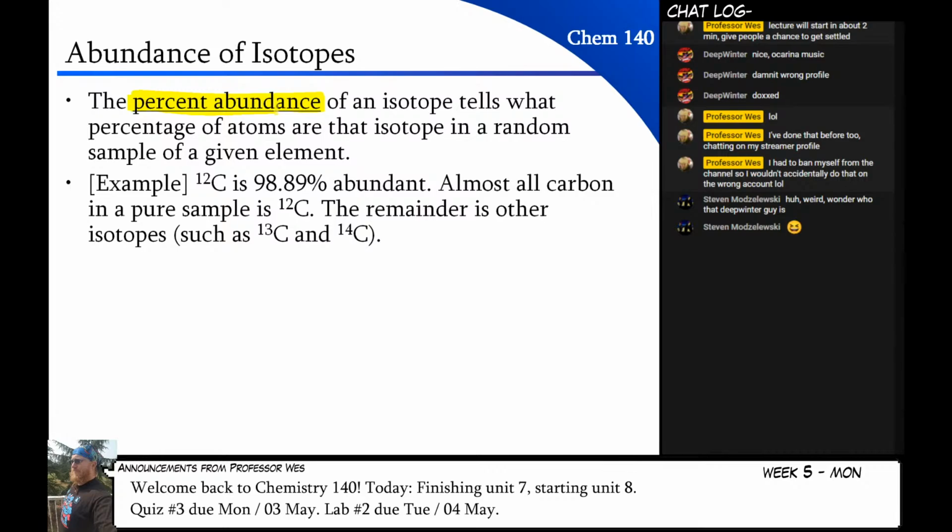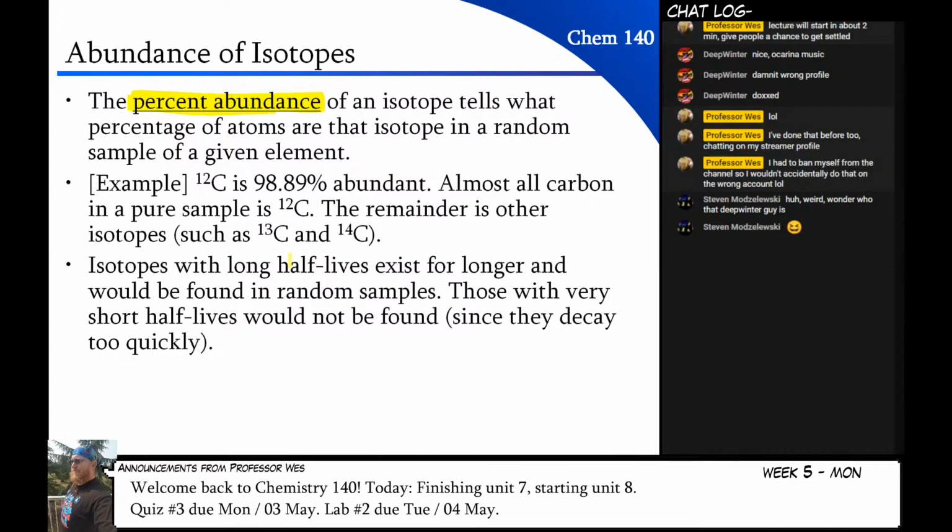So, for instance, in a sample of carbon, 98.89% of that carbon is carbon-12. The remainder is other isotopes. Almost the entirety of that is carbon-13. There are extremely small amounts of trace carbon-14.